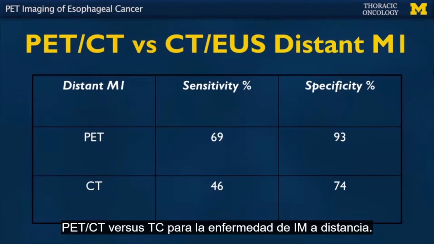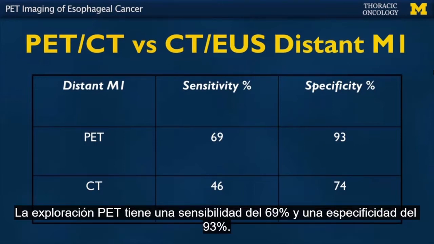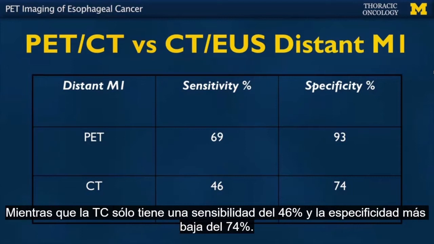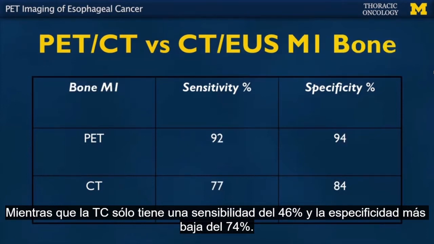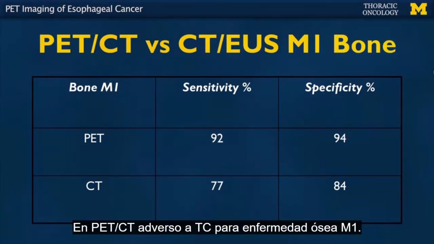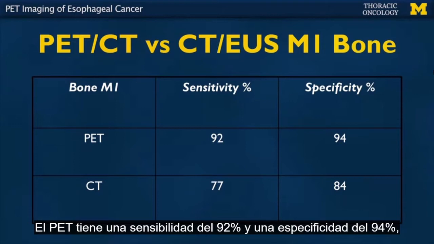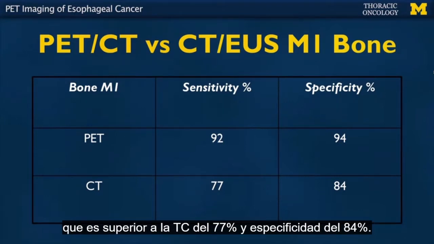PET-CT versus CT for distant M1 disease, the PET scan has a sensitivity of 69% and a specificity of 93%, whereas the CT has only a sensitivity of 46% and a lower specificity of 74%. And PET-CT versus CT for M1 bone disease, the PET has a sensitivity of 92% and a specificity of 94%, which is superior to CT of 77% and specificity of 84%.